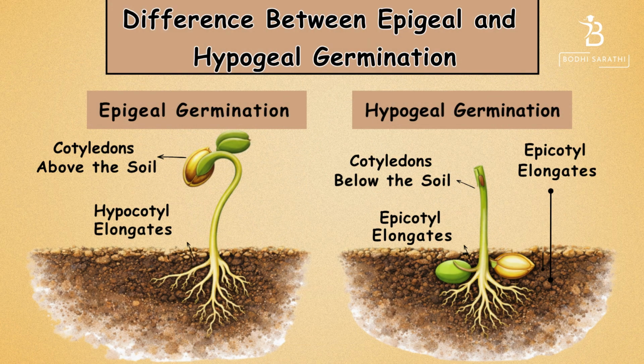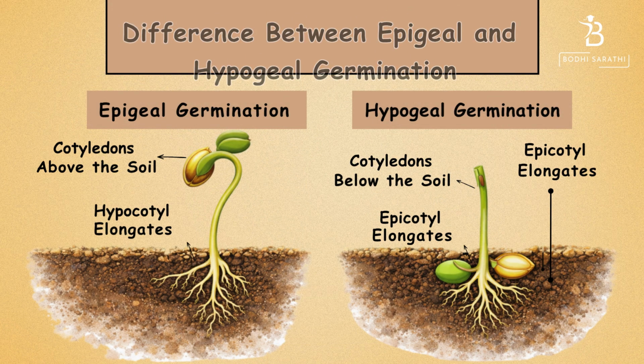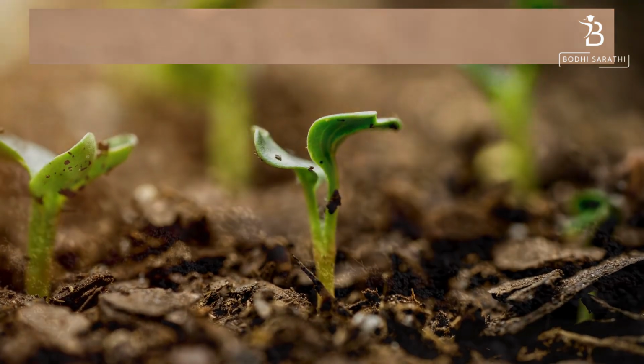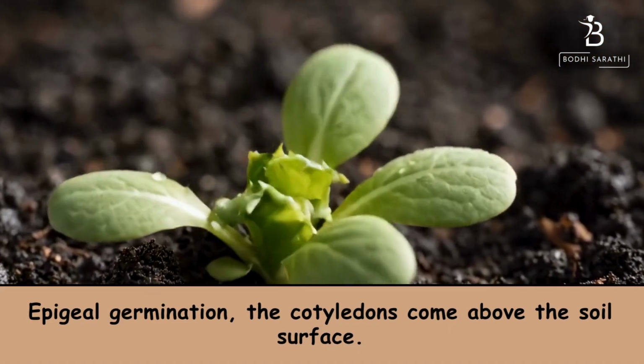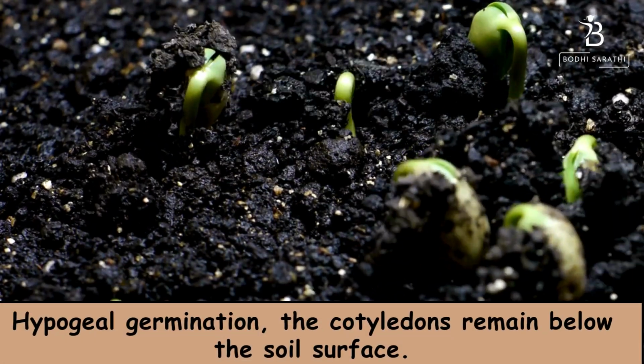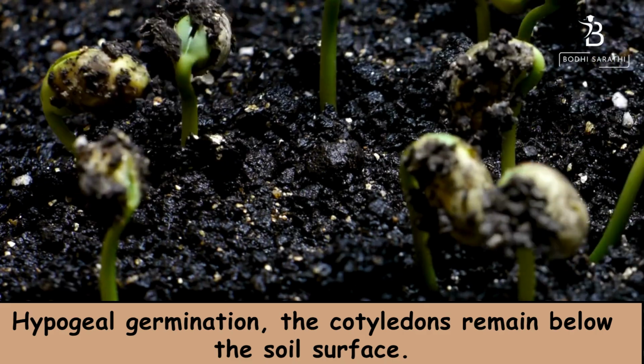Difference between epigeal and hypogeal germination. Step 1. Position of cotyledons. In epigeal germination, the cotyledons come above the soil surface. In hypogeal germination, the cotyledons remain below the soil surface.